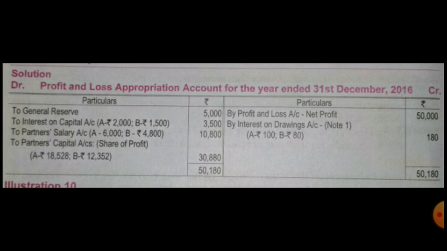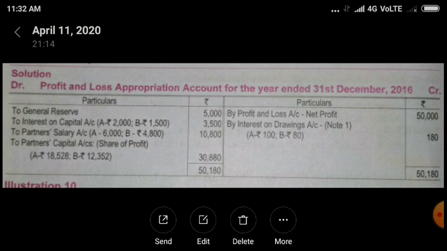Now interest on capital. Since the partners are providing capital to the firm and the deed provides that interest on capital will be given at the rate of 10% per annum, it must be calculated on the opening capital of the partners. So A has rupees 20,000 as capital and B has rupees 15,000 as capital. So 10% of those, 2,000 and 1,500 respectively, has been mentioned, and the total 3,500 is written in the final column.